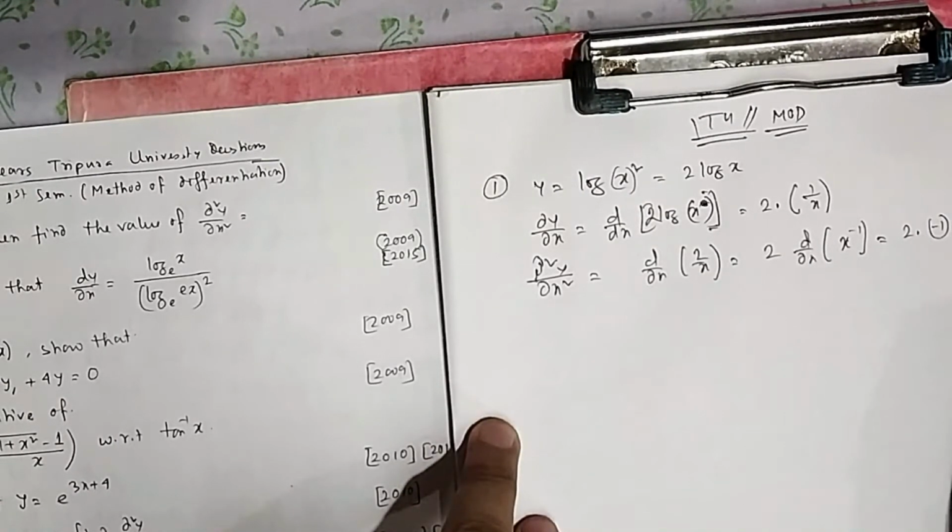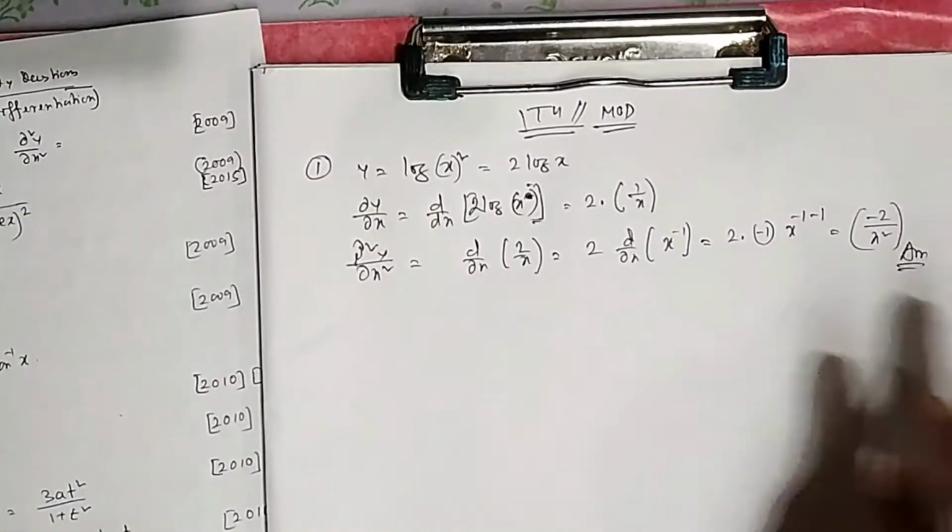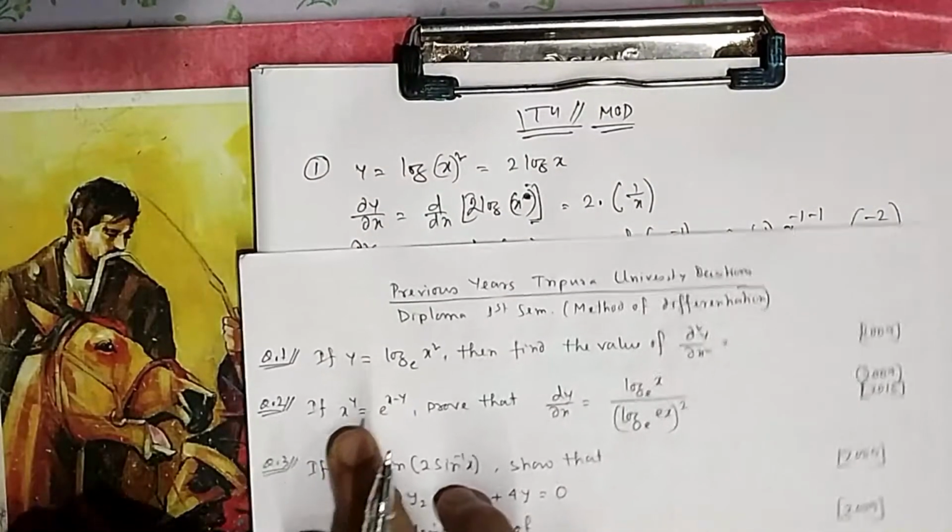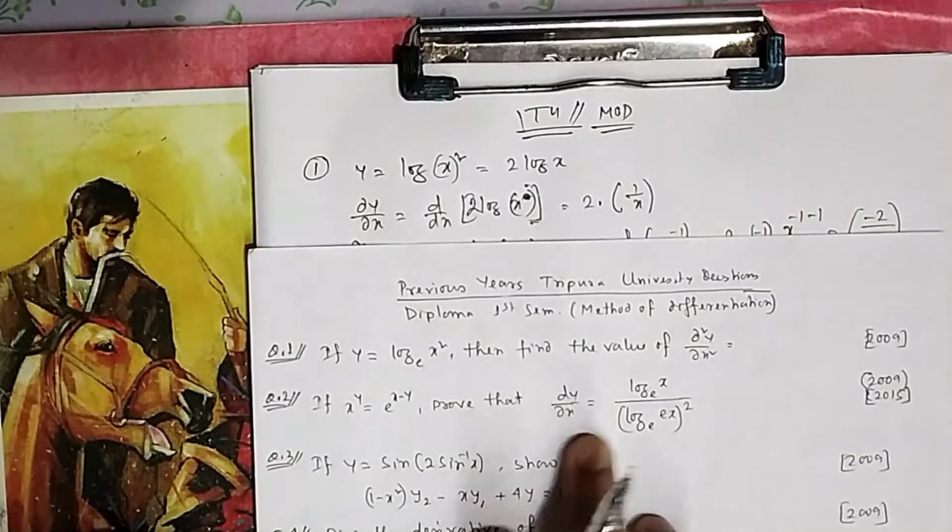So after you do some differentiation, it should be easy for you. You should understand directly. Now if you come to question number 2: if x to the power y is equal to e to the power x minus y, then prove that something of this form.